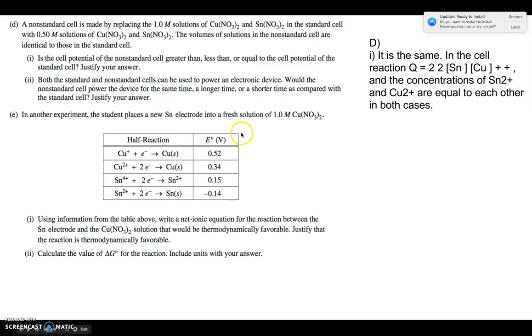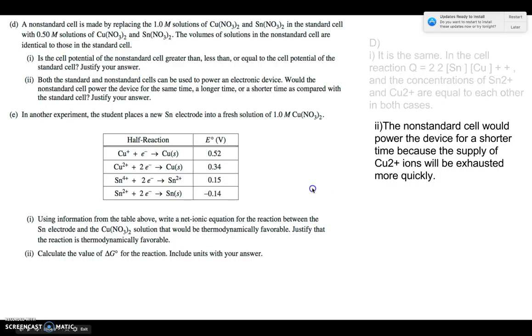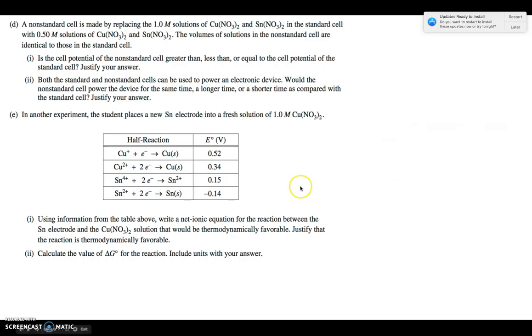Which one would power longer, the 1 molar or the 0.5 molar? Or is there a decrease at all? Yes, there is. The non-standard cell would power the device for a shorter time because the supply of copper 2+ ions will be exhausted more quickly. Okay, one more part and then we're done.